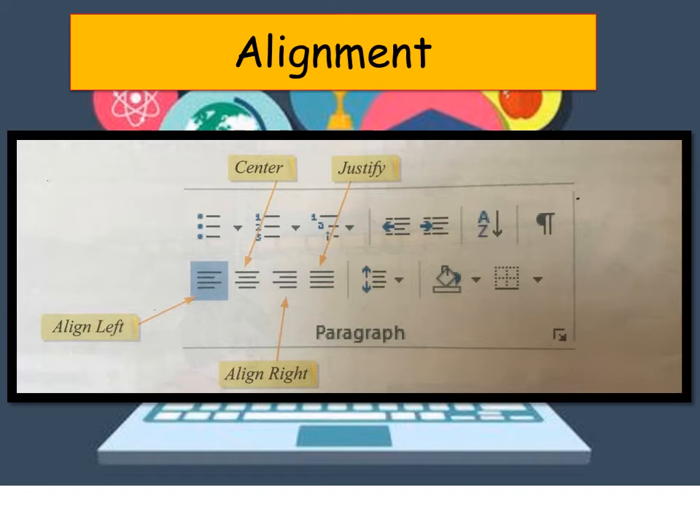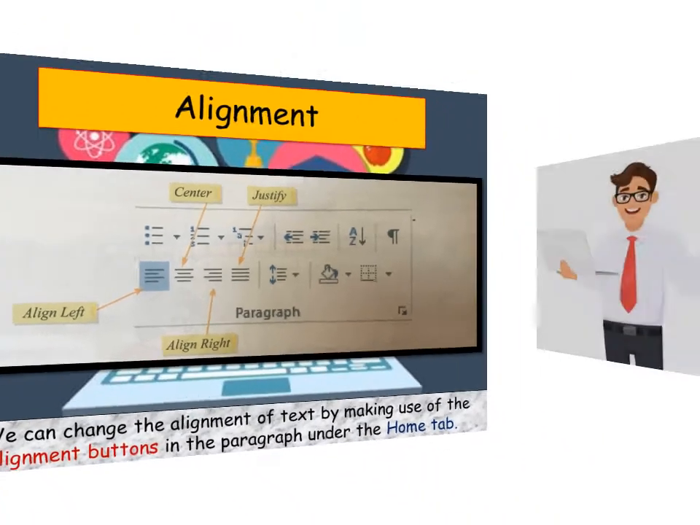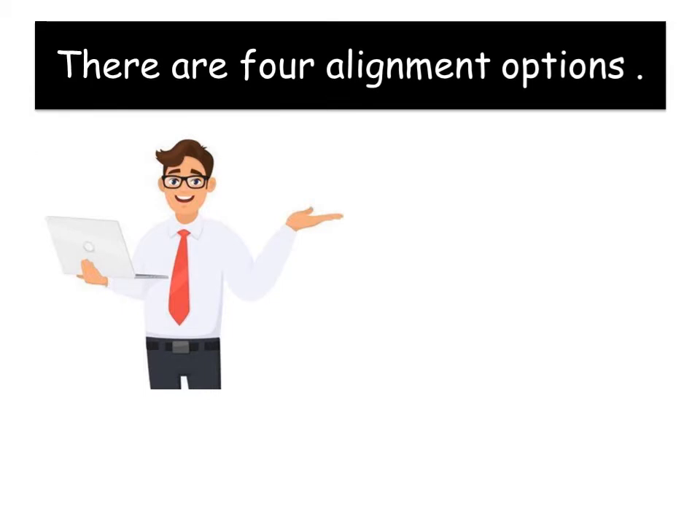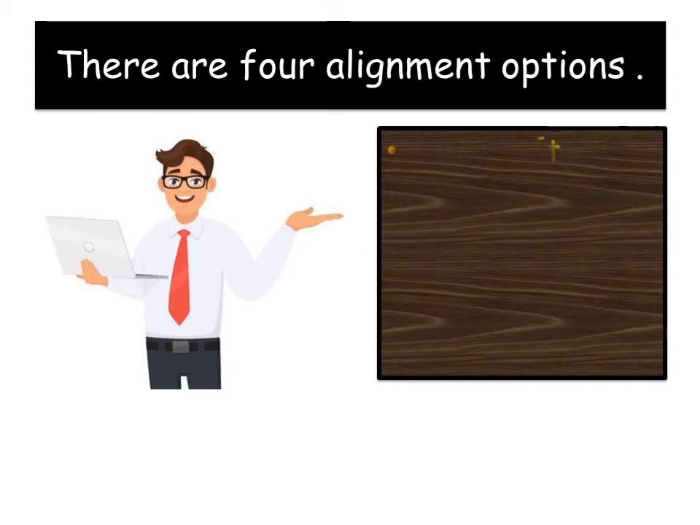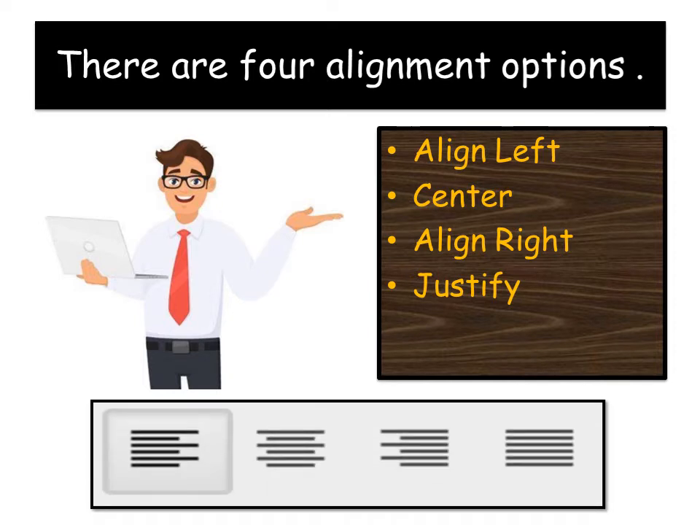And those are the alignment buttons. We can change the alignment of text by making use of the alignment buttons in the paragraph group under the Home tab. There are 4 kinds of alignment options. Let's see what those are. Align left, center, align right, justify. And here are the buttons of these options.